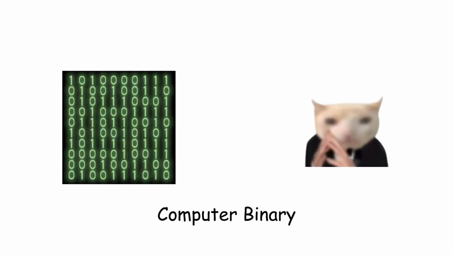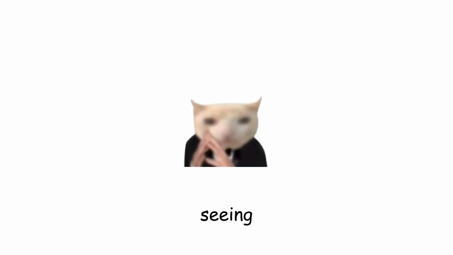Every small black or white square in a QR code is called a module. Each module represents a 1 or a 0, just like computer binary. So when you scan a QR code, your phone camera is not seeing a picture. It is reading digital instructions hidden inside the pattern.